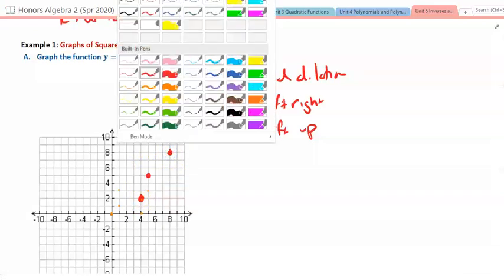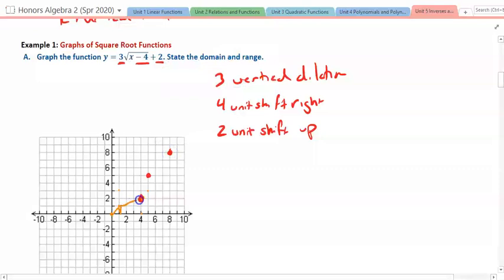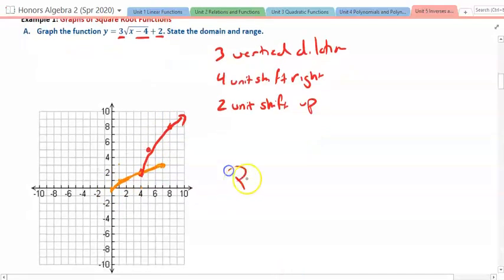And so what I end up with, my parent function is this, minus the glitch. So again, we get this curve here coming out. That's the parent function. But the transformed function ends up all the way up here. And so let's talk about the domain and the range of this new function.